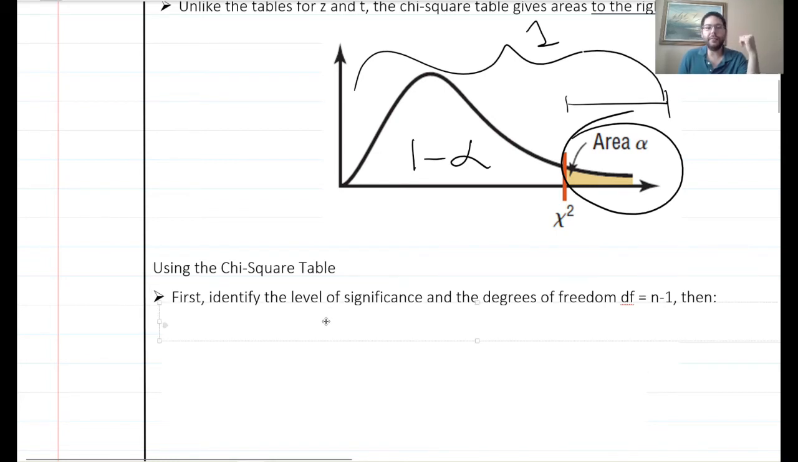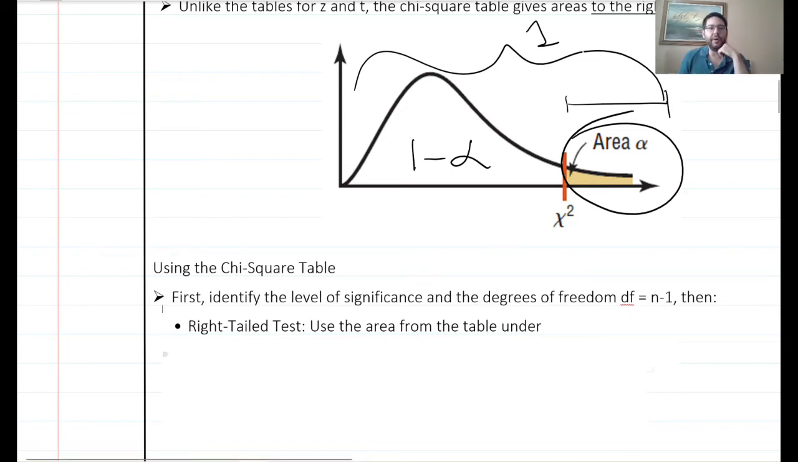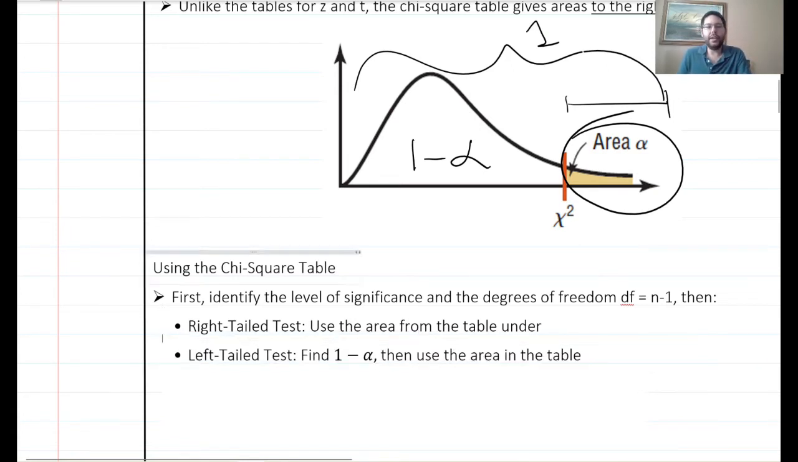So first off, identify the degrees of freedom that you're going to be interested in depending on your sample size. So n minus 1. Then identify what type of test you're dealing with. If it's a right-tailed test, you're simply going to look up the area alpha from your level of significance. So if your level of significance is 5%, you're just going to look up that area in order to find the critical chi-square. If it's a left-tailed test, then you're going to do 1 minus alpha because that's the left side.